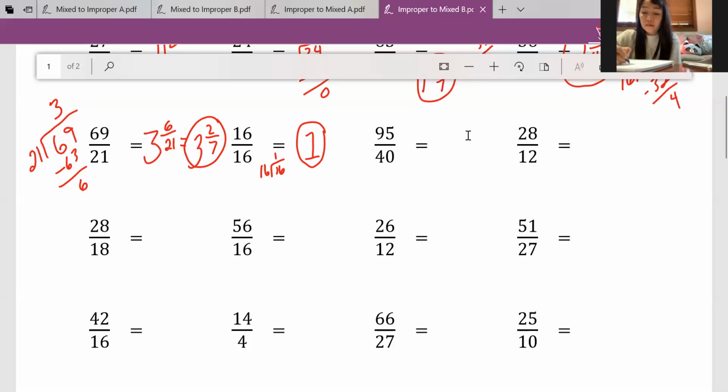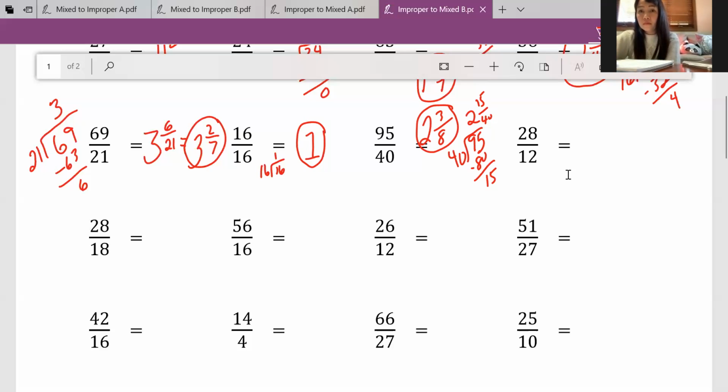95 over 40. 95 is the dividend. That goes inside the box. 40 is the divisor. 40 goes into 95 2 whole times. I multiply and subtract. 95 minus 80 is 15. So I have 2 and 15 over 40. But I think I can reduce that because 15 and 40 share the common factor of 5. So if I divide 15 by 5, I get 3. If I divide 40 by 5, I get 8. So this would reduce to 2 and 3/8.